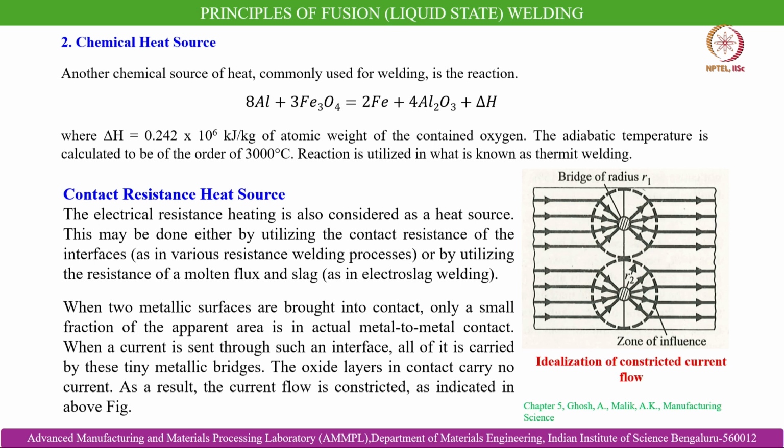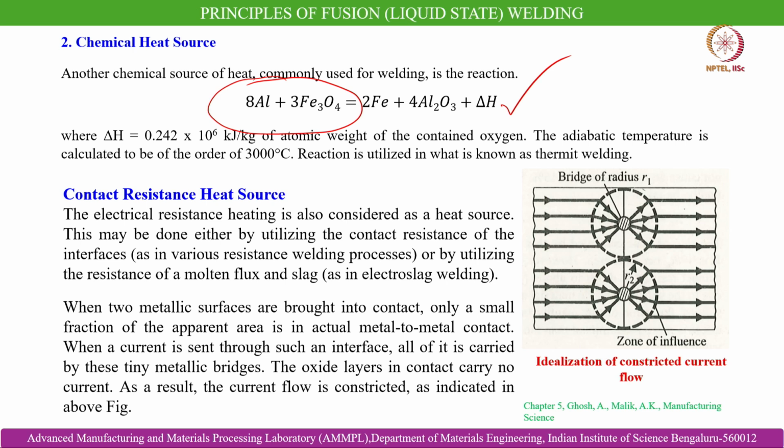Apart from acetylene, there is another popular chemical heat source, that is the combination of aluminium and Fe3O4, ferroferric oxide. You can see that they react and generate elemental iron and also aluminium oxide, Al2O3, and it liberates heat. Again it is an exothermic reaction. It liberates heat in the order of delta H equal to 0.242 into 10 to the power 6 kilojoule per kg of atomic weight of the contained oxygen. The adiabatic temperature here is calculated to be in the order of 3000 degree centigrade.